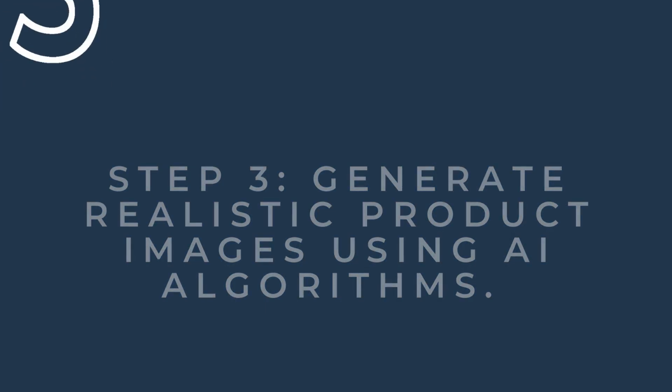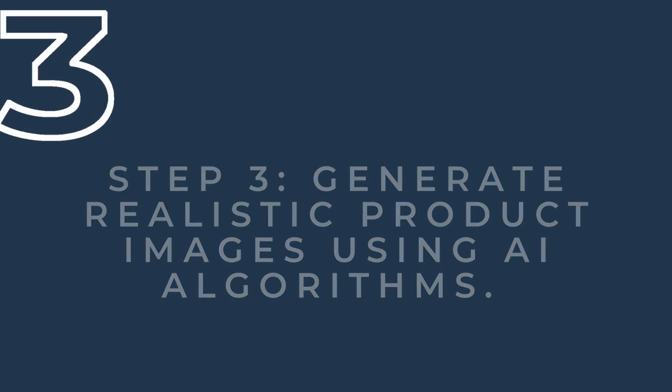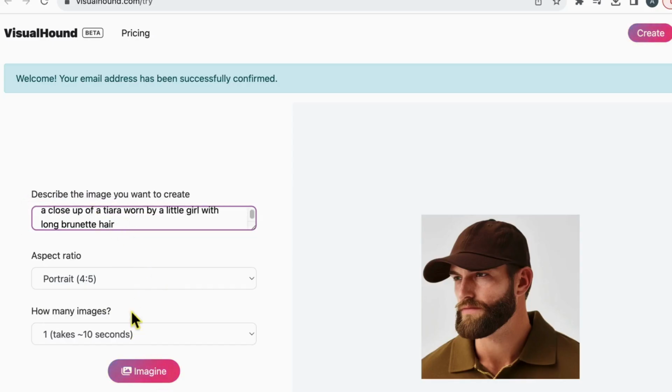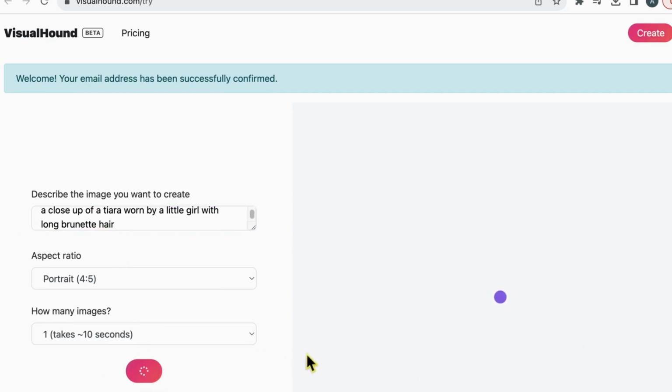Step 3. Generate realistic product images using AI algorithms. Using AI algorithms, Visual Hound AI generates incredibly realistic product images that will amaze you. This process takes few seconds.